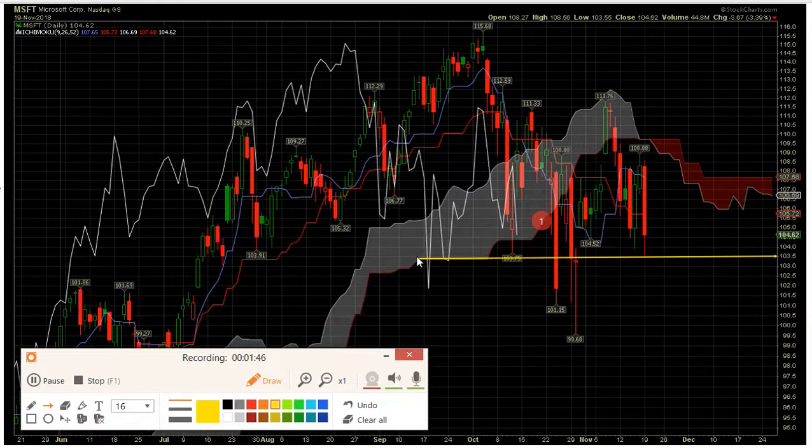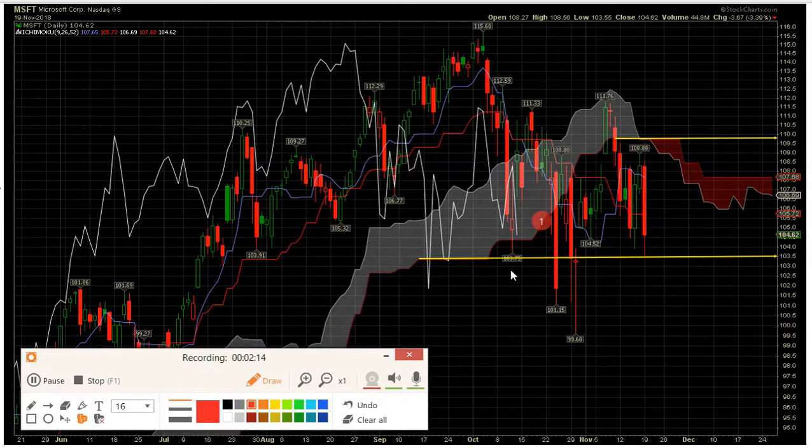So the Kumo shadow has some support here, and look at that. This is resistance right here. So we are looking at resistance up here from the Kumo shadow, and we are looking at support down here for the Kumo shadow as well. So support here, resistance over there, and price is trading between those two levels.